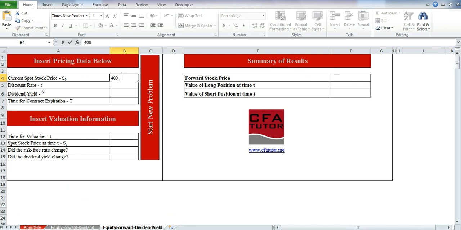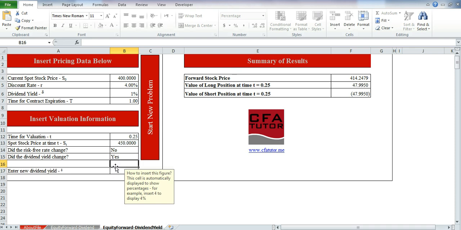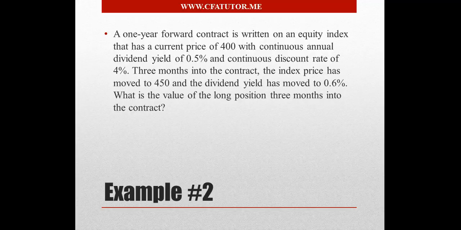A current stock price of 400, the discount rate is 4%, the dividend yield is 0.5%, time to expiration is 1 year. And then the time of valuation that we're looking for is 0.25 since we are 3 months into the contract. The stock price has moved to 450. The risk-free rate hasn't changed. However, the dividend yield has changed to 0.6%. So right now, as you can see over here, we have the forward stock price to be 424.79 and the value of the long position at that time to be 45.97, which is a positive one.